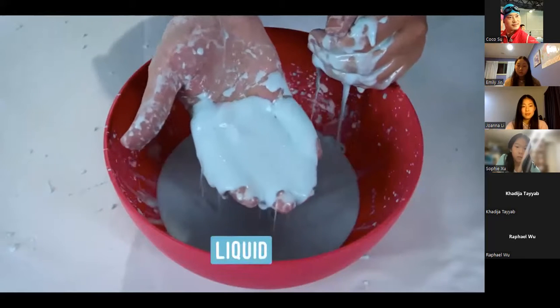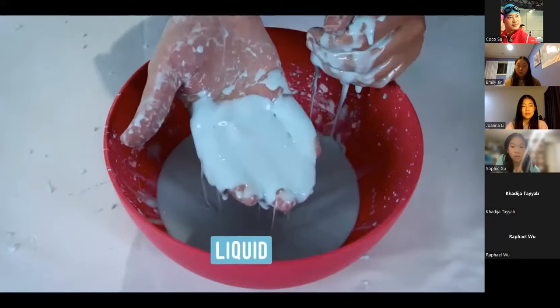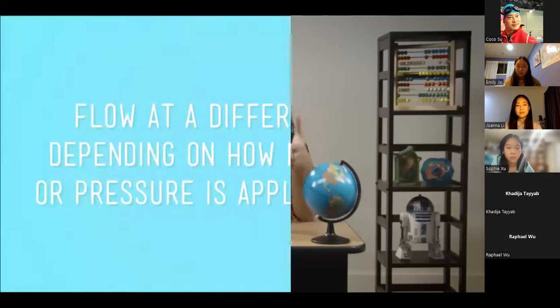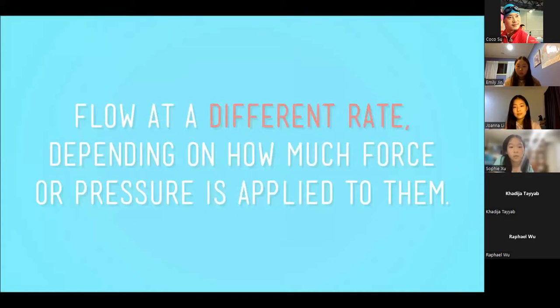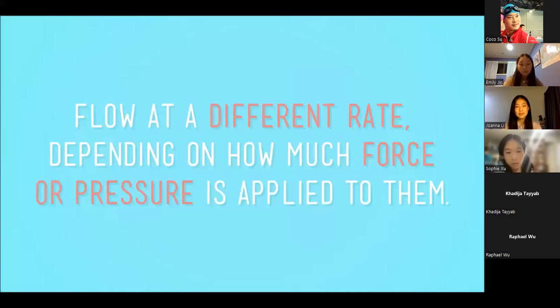All fluids have a property known as viscosity, which is basically the rate at which a fluid flows. And Newtonian fluids, or normal fluids, flow at a consistent rate. But non-Newtonian fluids, or non-normal fluids, flow at a different rate depending on how much force or pressure is applied to them. So your oobleck flows at a much slower rate when pressure is applied to it, acting like a solid. But when the pressure is removed, it flows faster and behaves like a liquid. Good for you, oobleck. Being normal is overrated, right?